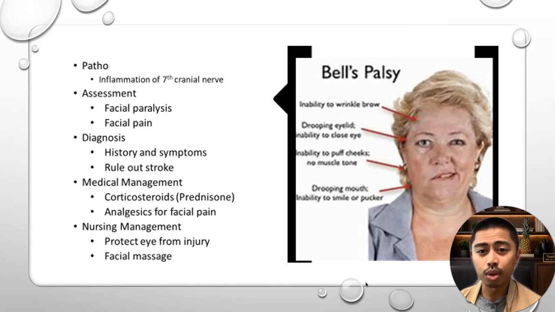Another main difference between this and a stroke is that these patients can recover in about 3 to 5 weeks. So remember, Bell's palsy affects the entire face, including the forehead, and has no limb weakness or level of consciousness changes. So if this happens, it's probably not a stroke.